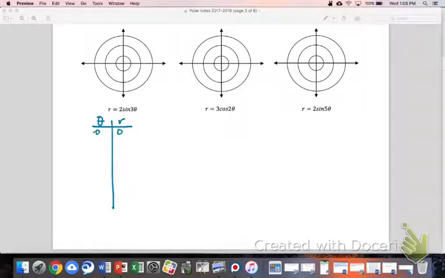The next logical one I'd say would probably be pi over 6, as far as an angle that we know something about. If you plug pi over 6 in there, of course the 3 and the 6 do some canceling out. You end up with sine of pi over 2. And sine of pi over 2 is 1, times 2 is 2.